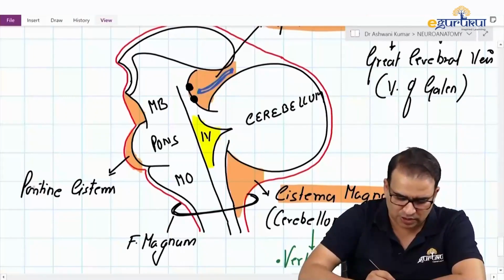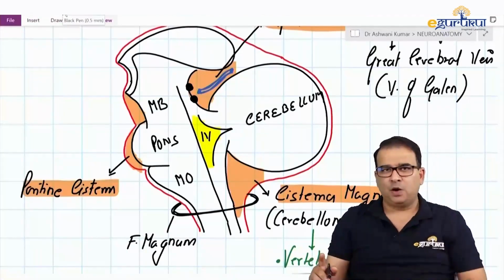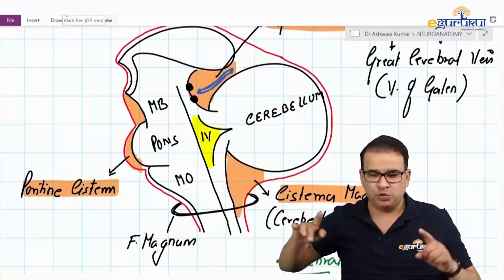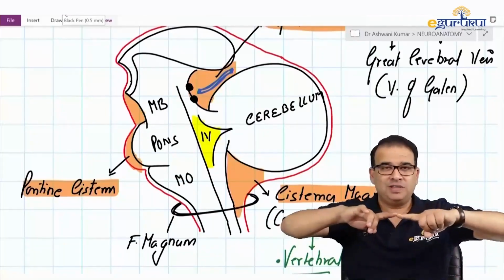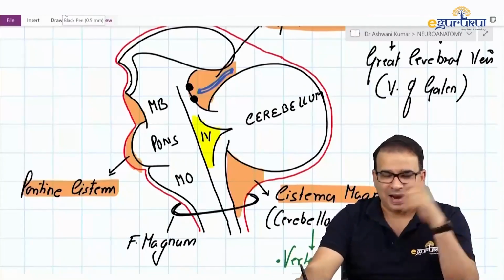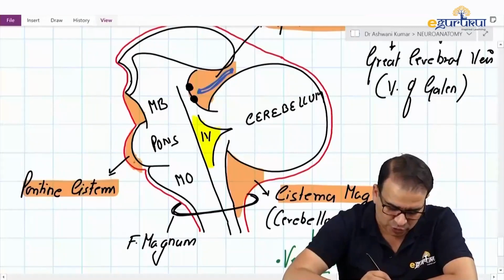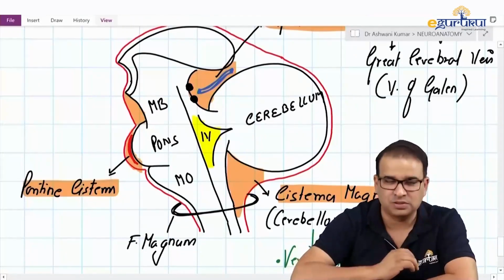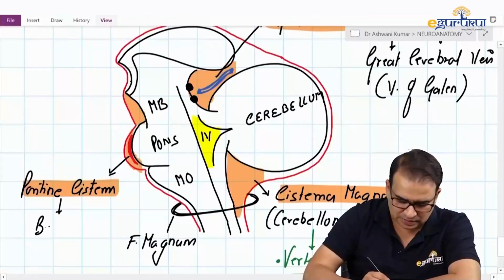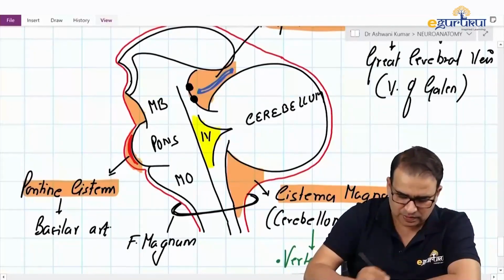And what we expect to see in the pontine cistern is, now we know that the vertebral artery will be coming forward like this, and the vertebral arteries are the ones which will fuse or join with each other, and they will give rise to the basilar artery. And that basilar artery is the one which you see running in the basilar sulcus, present right in front of the pons. So the main content of the pontine cistern is the basilar artery.